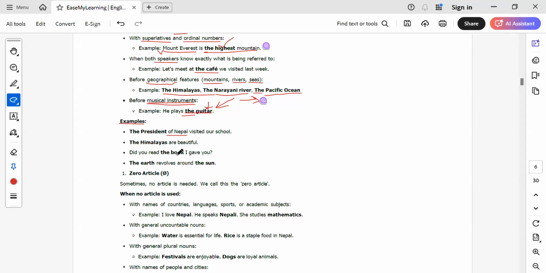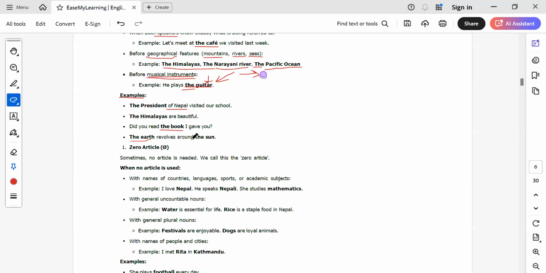Did you read the book I gave you? So I'm referring to a book which I have already given to you. So you know which book I'm referring to, and I've given only one book to you. So I'll say the book I gave you, not a book.